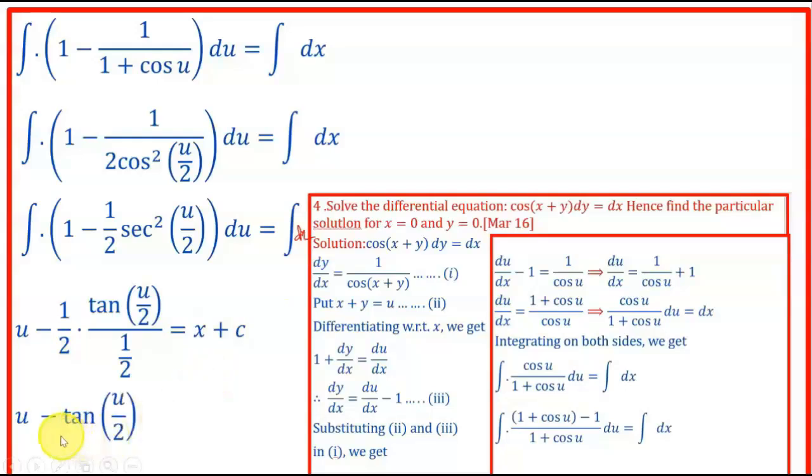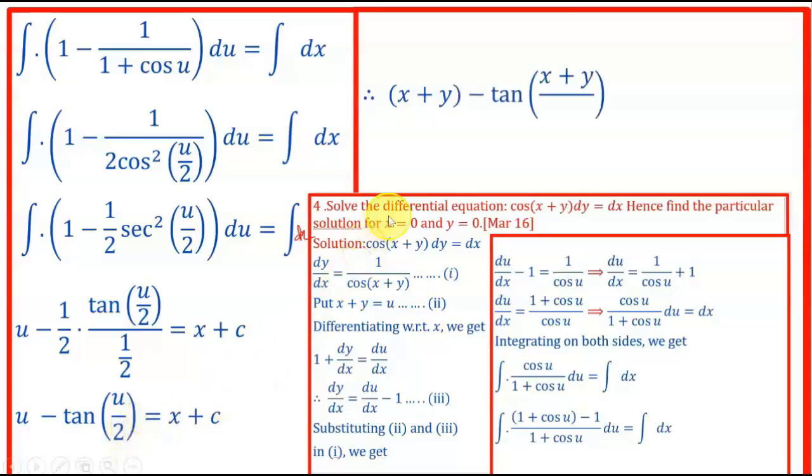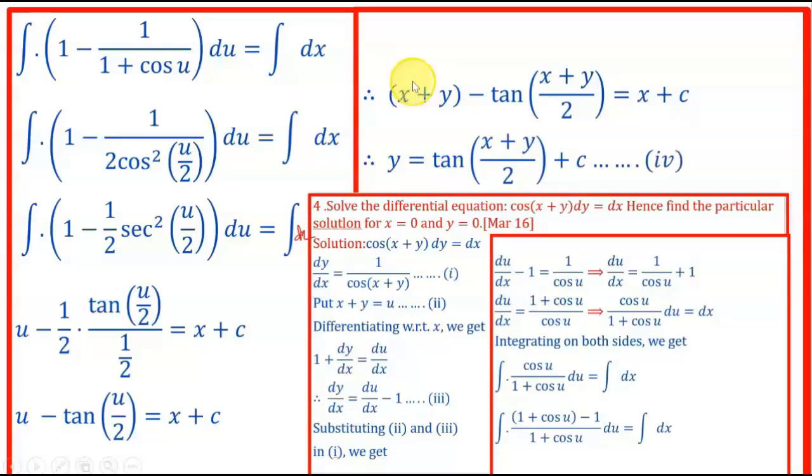After simplification, you will get u - tan(u/2) = x + c. Substitute the value of u, that is x + y: x + y - tan((x + y)/2) = x + c. Again on simplification, x and x on both sides get cancelled. You will get y; shift the term -tan((x + y)/2) to the right hand side, and you will have the solution y = tan((x + y)/2) + c.